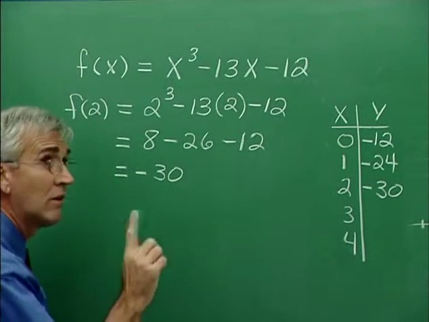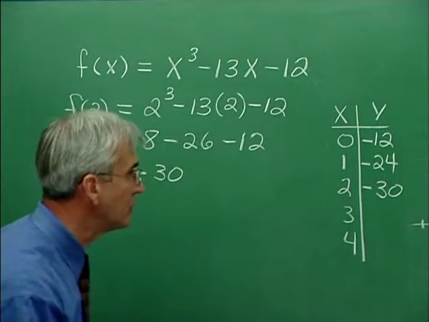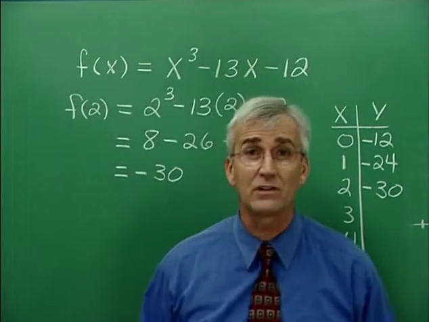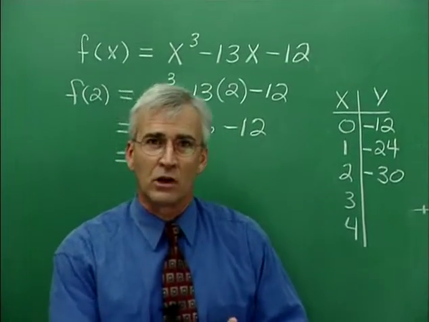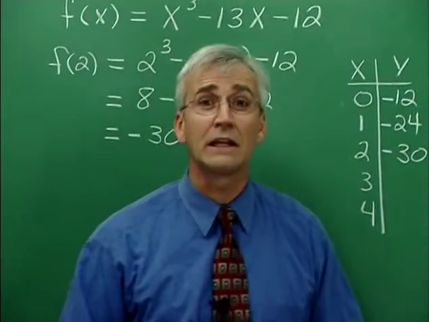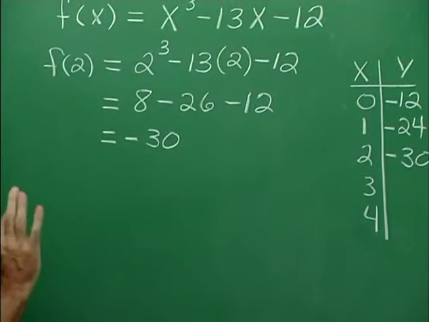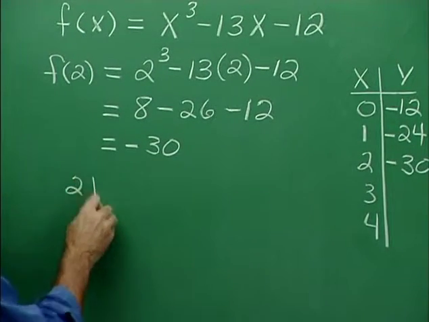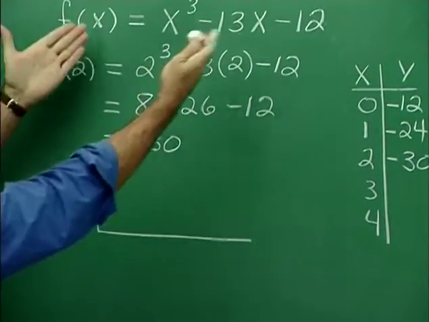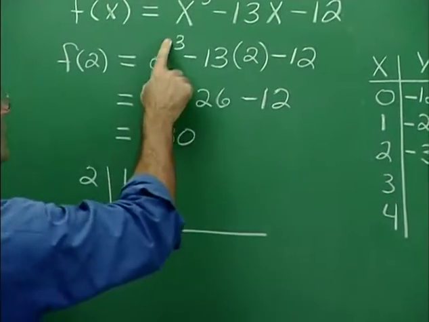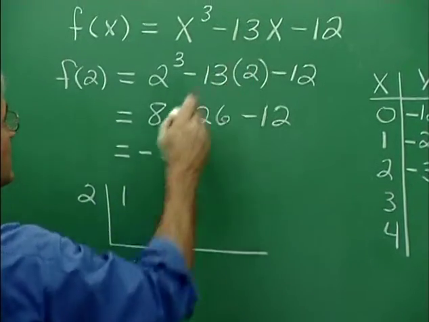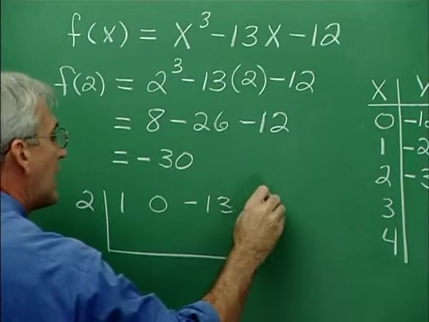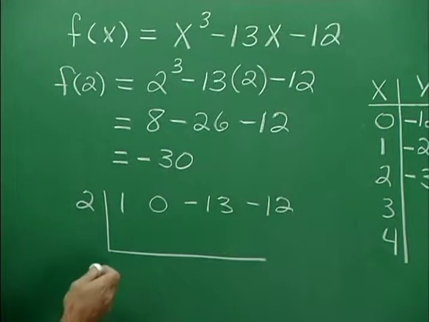But there's another way to find f of 2. Now, this is one of the great mysteries of mathematics that I'm about to reveal to you. So prepare to be awestruck and inspired. If we use synthetic division like this, watch this, it's 2 synthetically into our original polynomial, the 1, now let's see, we have no second degree term, so I'm going to use a 0 and then negative 13, negative 12. And now here we go synthetically.